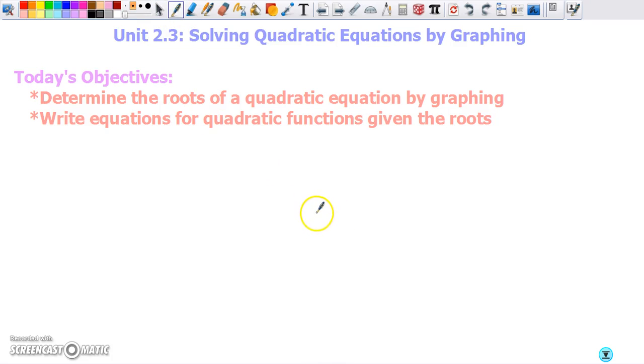So now that we've dealt with how to graph quadratic equations and talk about the domain and range and all of those pieces, we're actually going to deal with how to solve those based on the graphs themselves. And so we're going to determine the roots of a quadratic equation by graphing, and then we're going to write equations for quadratic functions given those roots.